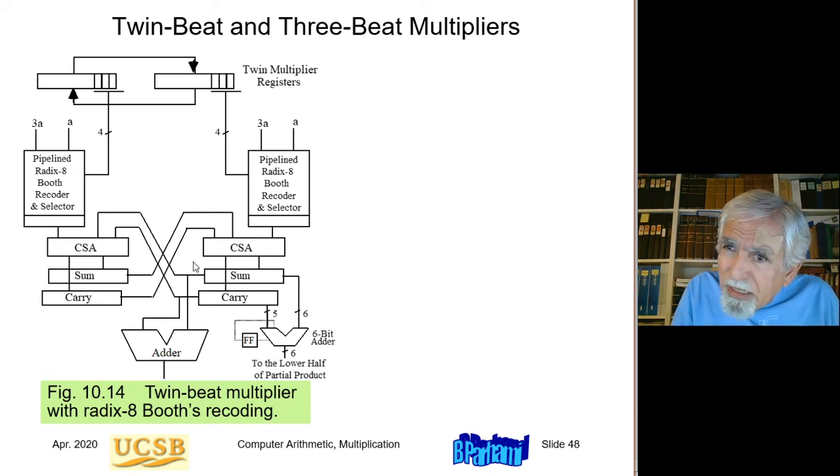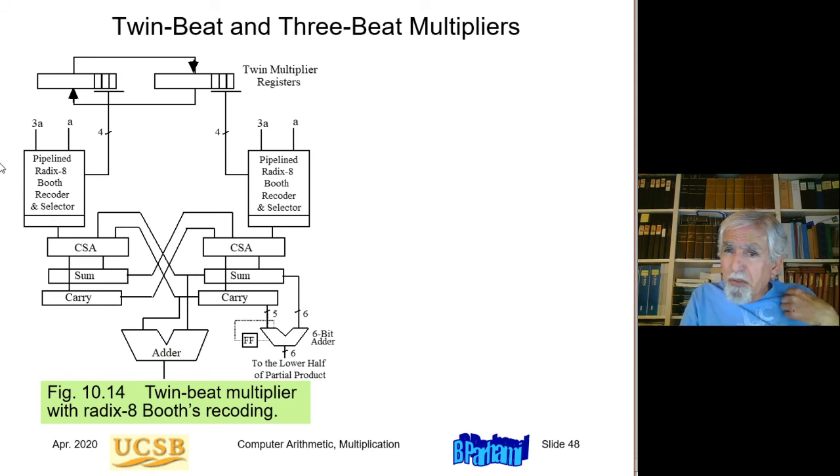Okay, so the idea is to do 2 3-bit chunks in 1 clock cycle instead of 1 3-bit chunk per clock cycle. And this works pretty well. It basically doubles the speed of radix 8 multiplication, so it corresponds basically to radix 64 multiplication, whereas the latency through the circuit is the same as a radix 8 multiplier.